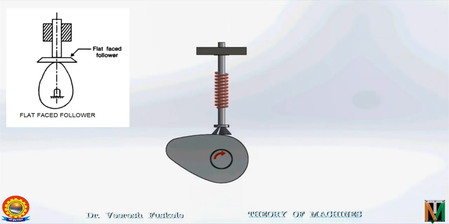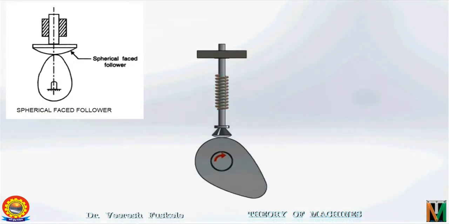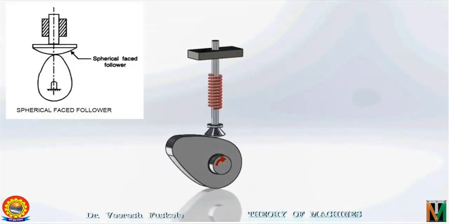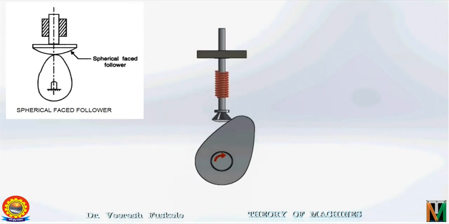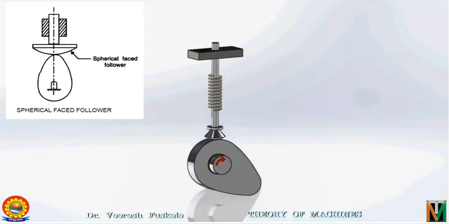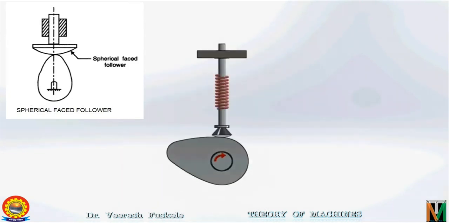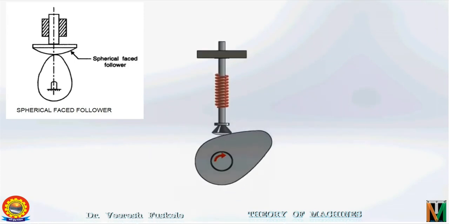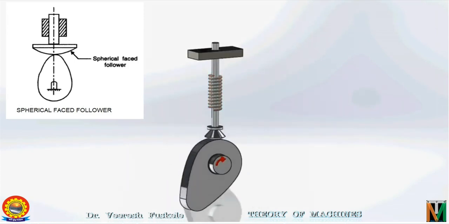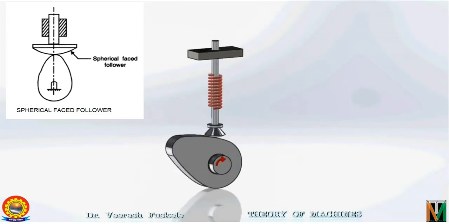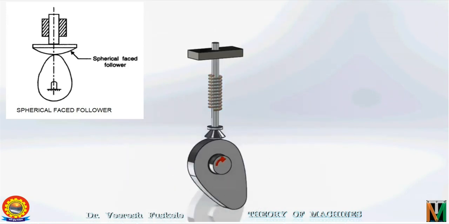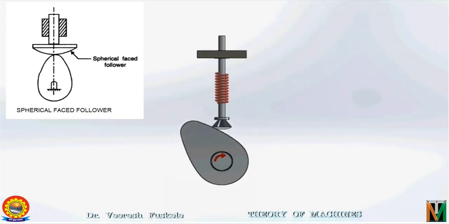These disadvantages are reduced if a spherical-faced follower is used. So you can see that the surface of the follower that is in contact with the cam is spherical or curved in shape. This basically reduces the problem of misalignment and deflection, and this also does not have the problem of jamming of the cam.